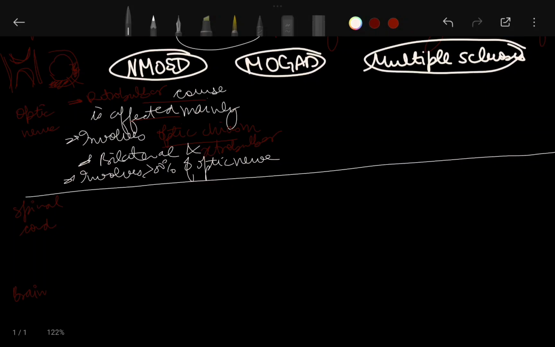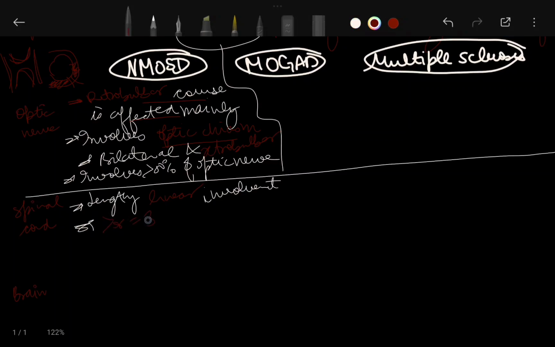Next, in case of the spinal cord, there is lengthy linear involvement. To recap, in NMOSD the retrobulbar course is affected, the optic chiasma is involved, and it is bilateral, usually involving more than 50% of the optic nerve. In the spinal cord, there is lengthy linear involvement, 3 or more segments are affected, and the lesions are centrally placed.